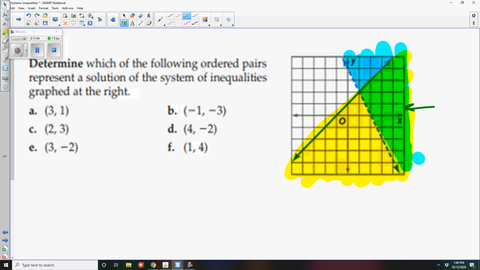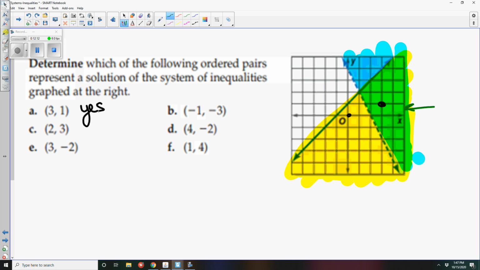It says determine which of the following ordered pairs represent a solution of the system of inequalities graphed at the right. So A is (3, 1). So where does (3, 1) send you graphing? If here's the origin. You got right 3 up 1. Is that one a solution? Yes. Why is it a solution? It's in the shade right here. You got it, because it's in the green area.